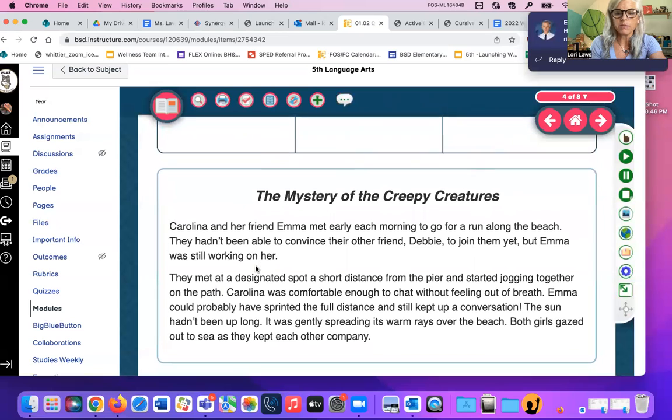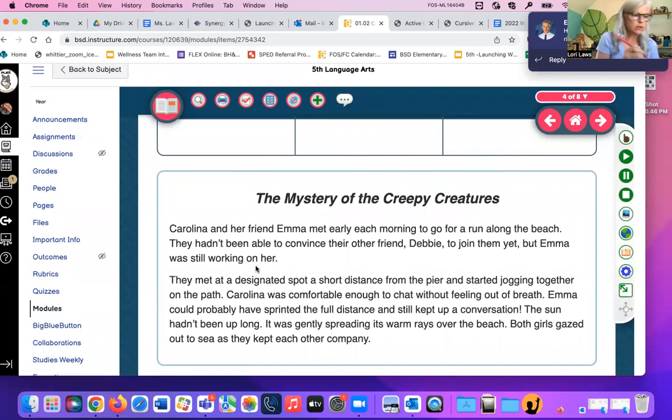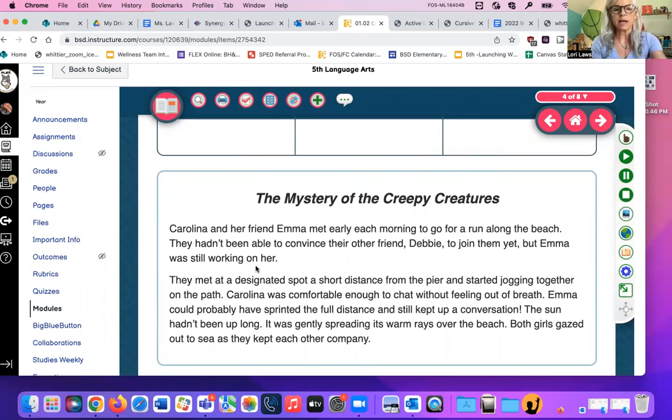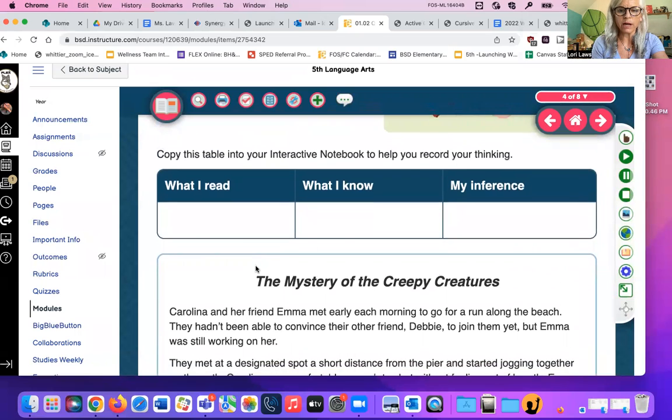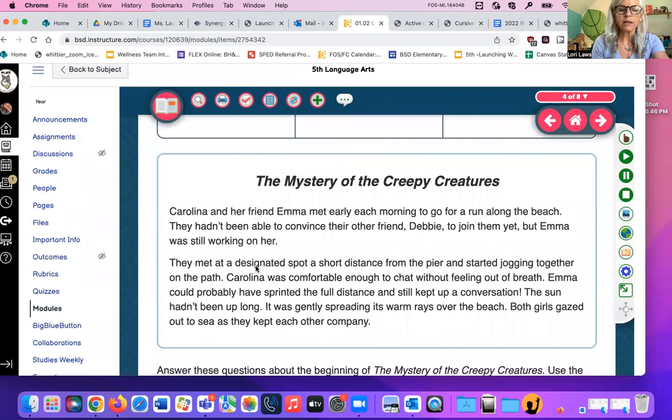The mystery of the creepy creature. So I'm getting my pen so I can take down some notes about my thinking, what I read, what I know, my inference. Carolina and her friend Emma met early each morning to go for a run along the beach. That sounds like they're pretty athletic because they go for a run every morning. So I'm going to infer that they're athletic girls. They hadn't been able to convince their other friend, Debbie, to join them yet, but Emma was still working on her. Oh, so if they have to convince her to join them, then I'm going to infer that Debbie is not so into running.